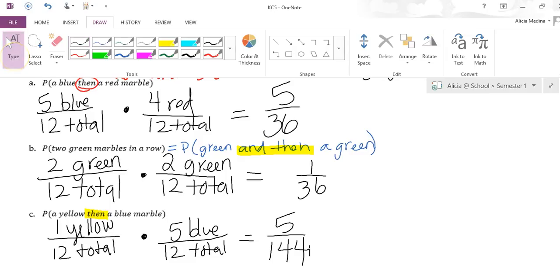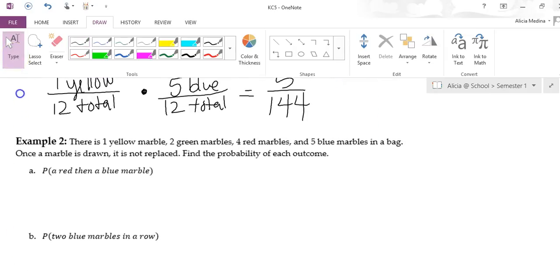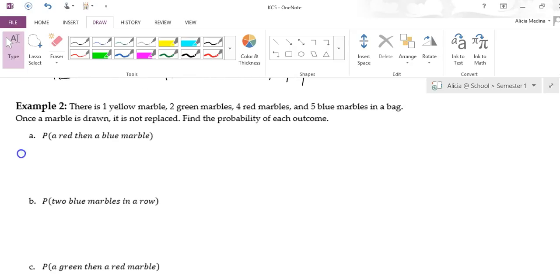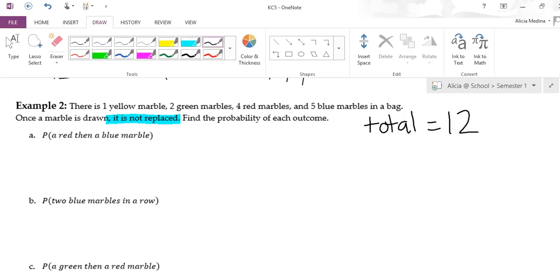Alright, last example here. So these were all independent, and maybe you can guess that example number 2 is going to be dependent. So if there is 1 yellow marble, 2 green marbles, 4 red marbles, and 5 blue marbles in a bag, once a marble is drawn, it is not replaced. So I'm picking one and then I'm not putting it back. To find the probability of each outcome, our total stays the same. We still have 12 total marbles, but when I pick one, I'm not going to put it back.